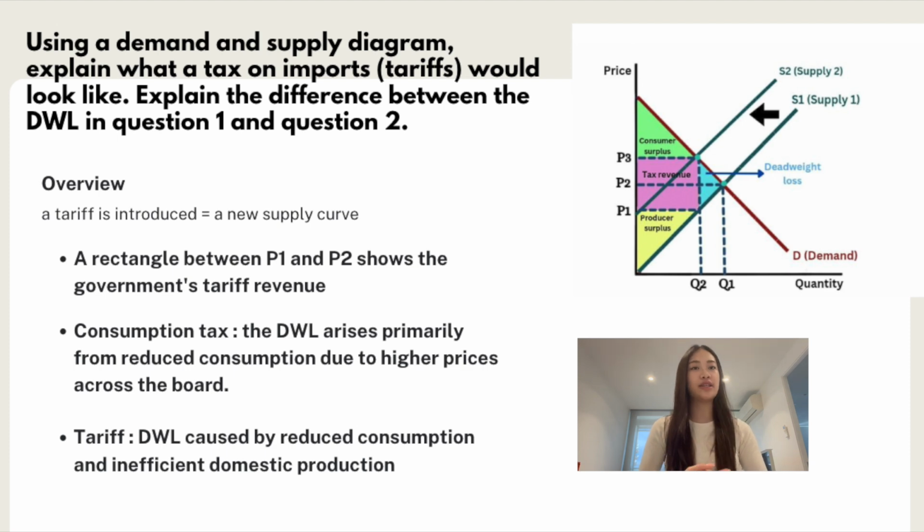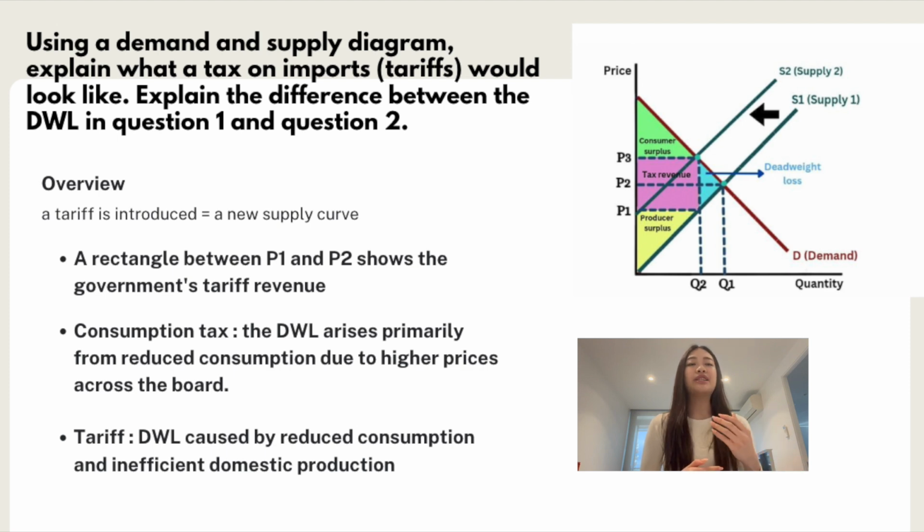When a tariff is introduced, it effectively increases the price of imports, leading to a new supply curve as shown in S2, which is higher than S1. The tariff raises the price from P1 to P2, reducing the quantity of imports demanded and benefiting domestic producers because their goods become relatively cheaper compared to imports.